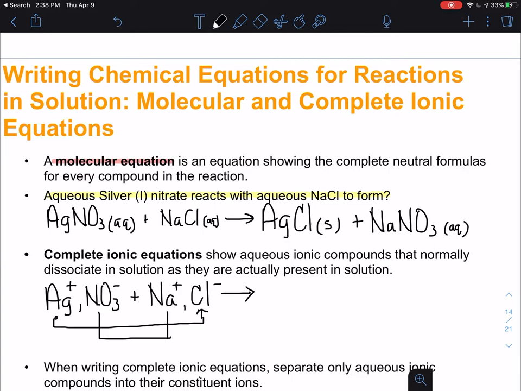It's the same thought process. On this side, we were able to break these up into cation and anion because they were aqueous. Now we're going to do the same thing here. The only difference is this one is a solid. Since it's a solid, we know that if we drop it in water, it doesn't dissociate, so we can't break it up. We have to bring it down.